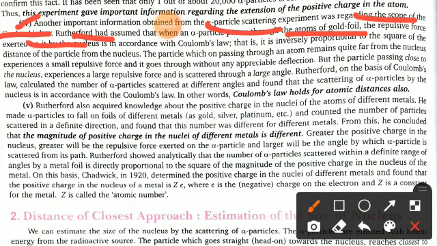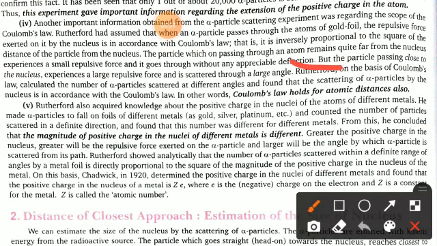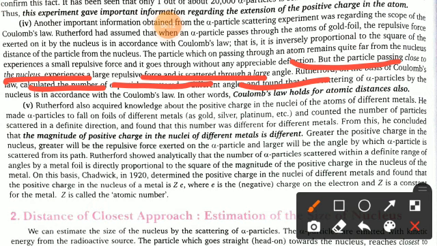positive charge. So the particles which, on passing through the atoms, remain quite far from the nucleus experience a small repulsive force and go through without any appreciable deflection. Fine. But the particle which is passing close to the nucleus experiences a large repulsive force and is scattered through a large angle. So Rutherford, on the basis of Coulomb's law, calculated the number of alpha particles scattered at different angles and found that the scattering of the alpha particle by the nucleus is in accordance with Coulomb's law. So in other words, Coulomb's law holds for atomic distances also.